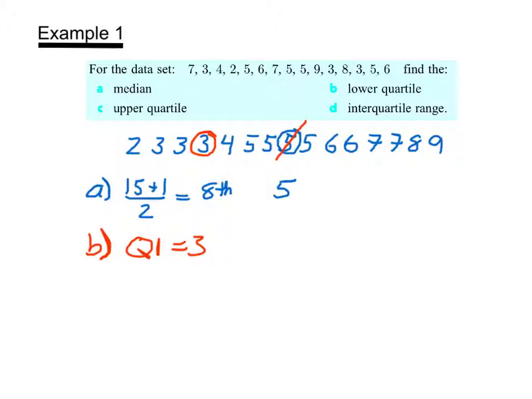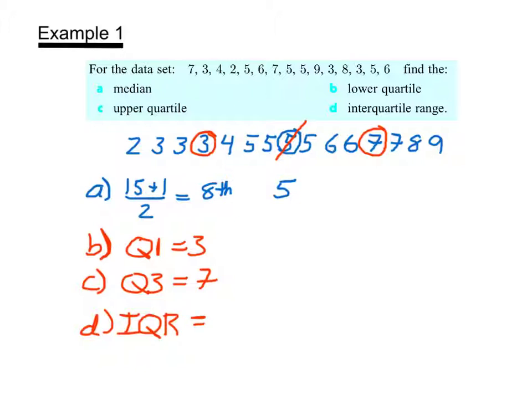And likewise for the upper quartile, we split the upper half of the data again, and we see that the upper quartile, or quartile 3, is equal to 7. Once I know those two statistics, I can quickly calculate the interquartile range, which is simply Q3 minus Q1, which equals 7 minus 3, or 4.